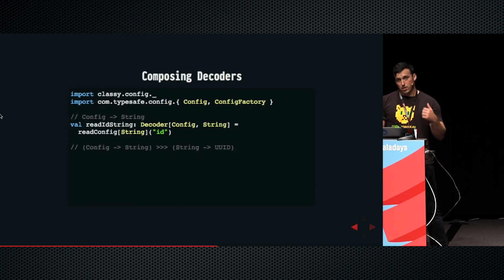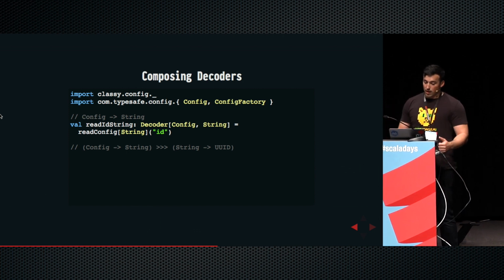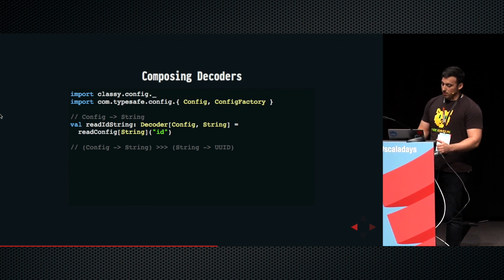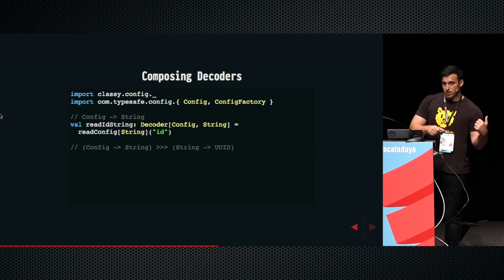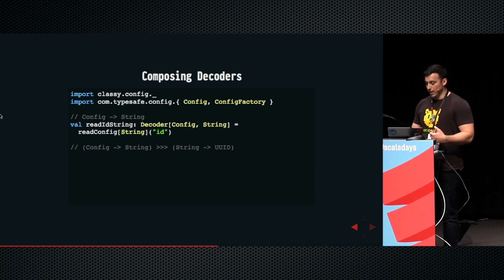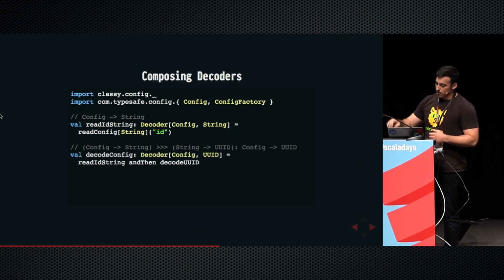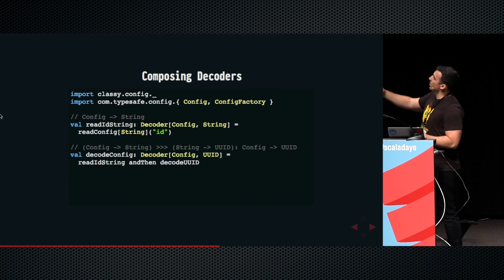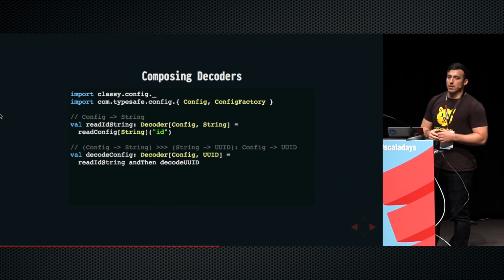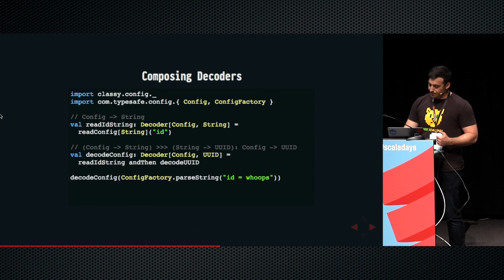Composing decoders. So just like we did with the basic Scala functions, we can compose these arrows. If we have a decoder from type safe config to string, and then we use our decoder from string to UUID, we can then decode from config to UUID. So we're going to read a value from our configuration at path ID, and then decode that to UUID. You can do that by just calling the andThen method, just like you would when chaining Scala methods or functions together.